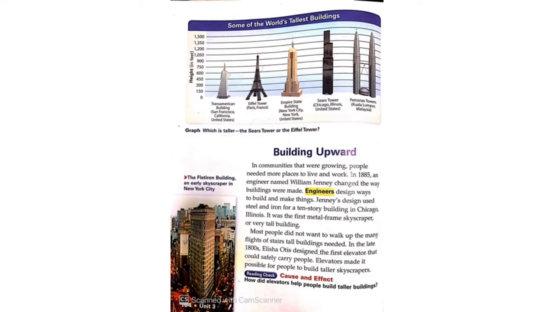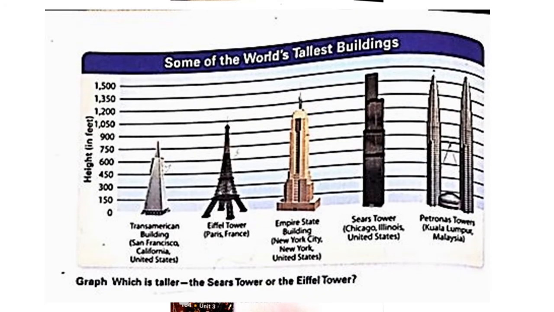Alright, now on this page we're going to look at how people brought about changes in their communities by building taller buildings, modernizing their community. So on the first half of the page there's a graph. Let's have a closer look. Some of the world's tallest buildings. That's the title. Over here you can see the height that's measured and presented here in feet, and these are the titles of the buildings.